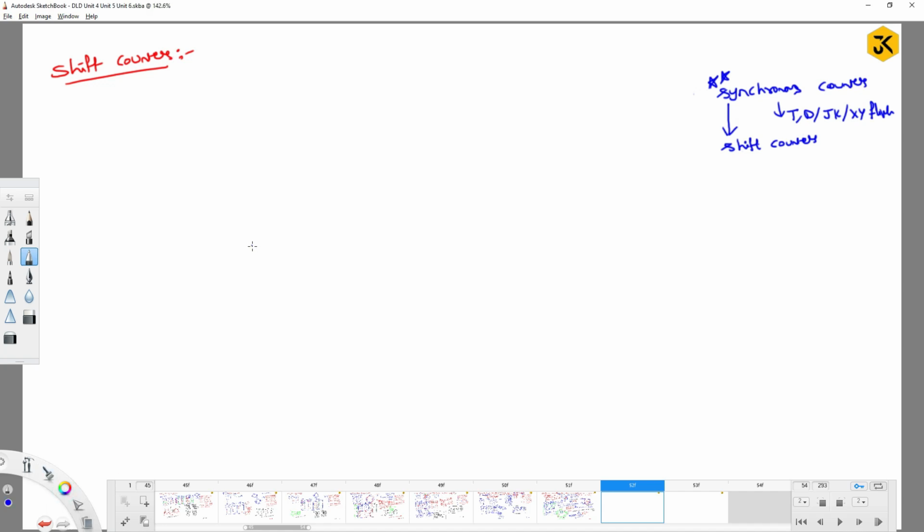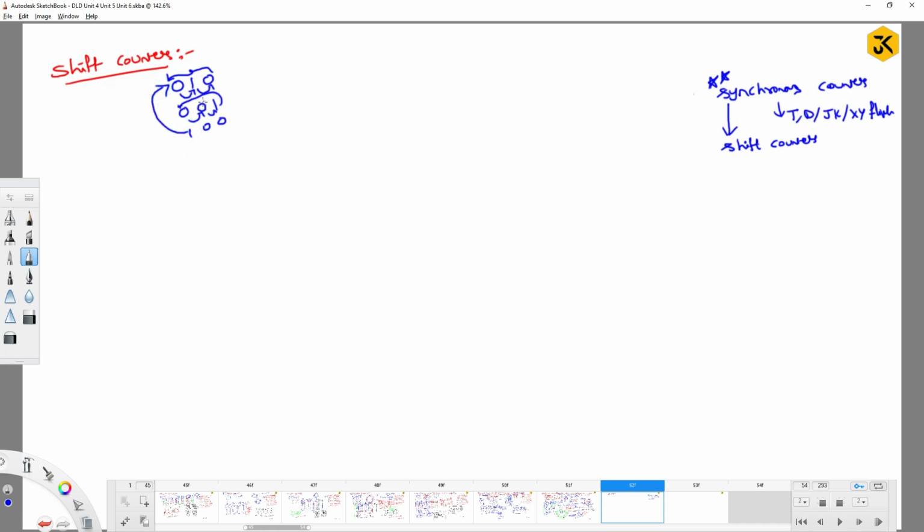Like for example, if I say 0, 1, 0, assume 3 bits are there. It will shift its positions. If it shifts its positions, 0 towards the right side, this 1 towards the right side, this 0 towards this side, then what might happen? 0, 0, 1. Next, once again, if I shift this towards the right side, what will happen? 1, 0, 0. Next, if I shift, you are going to get 0, 1, 0. So this is a kind of shift counting.